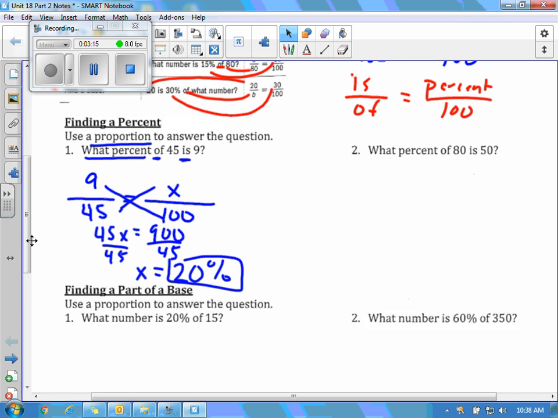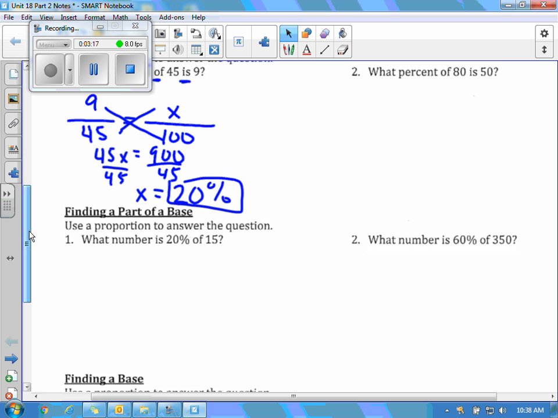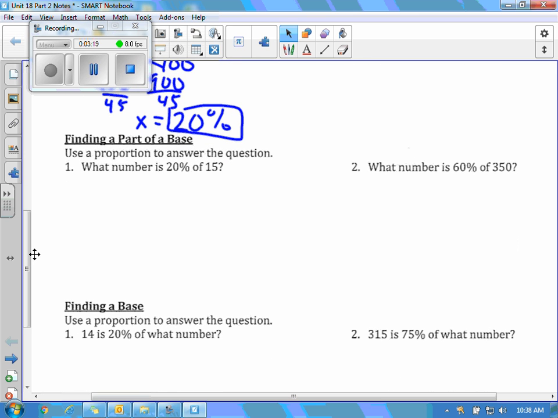Alright, I'll leave number 2 for you on all these. I'm going to do the first one and have you do the second one. The next one says finding a part of a base. It says use a proportion to answer the question. What number is 20% of 16? So again, we know we're going to have a proportion here.